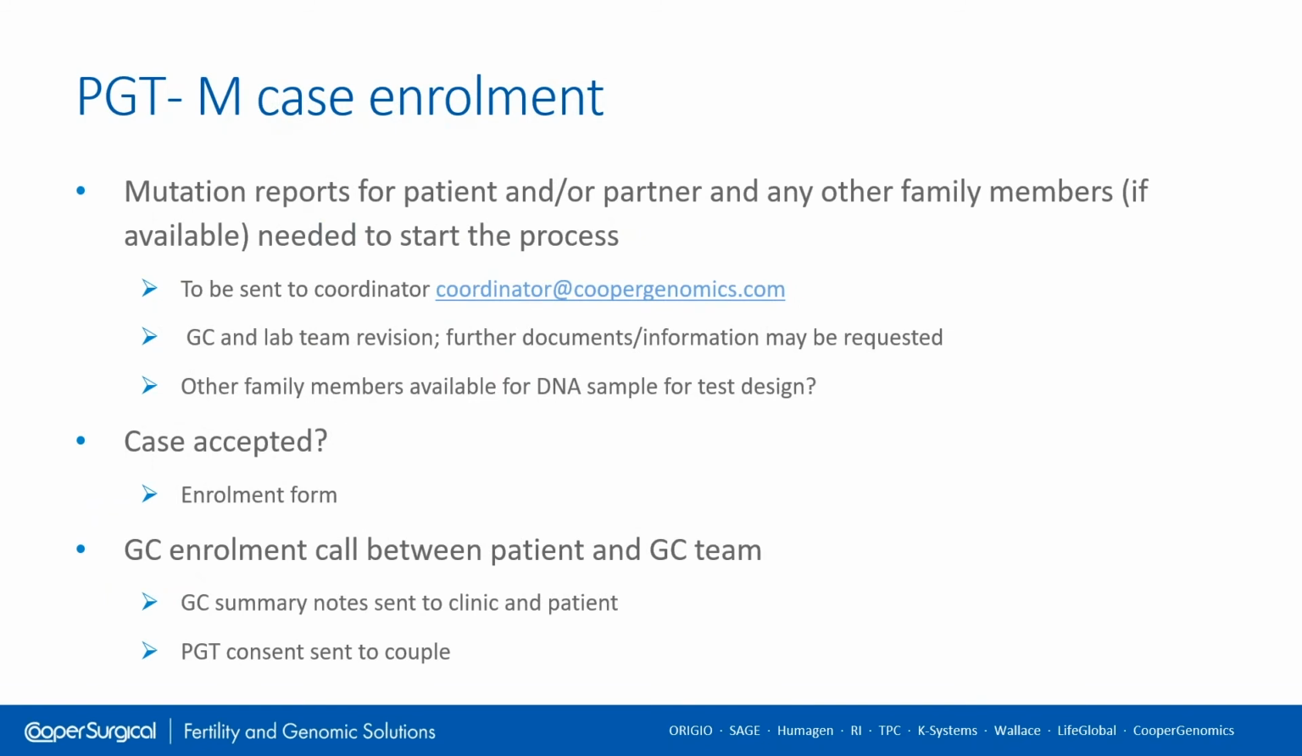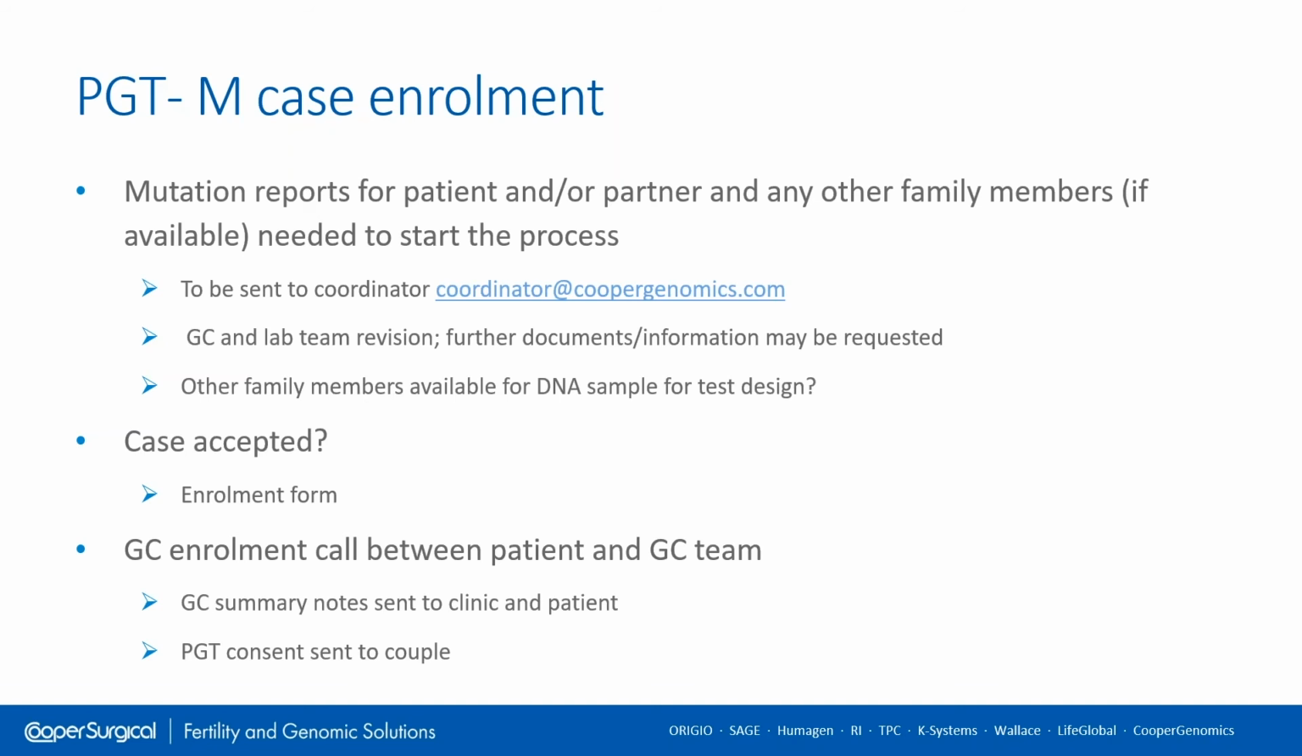And the next type of cases that we accept are the PGT-M cases. For this one, to start the whole enrollment process, we need to receive mutation reports for the patient and/or partner. And if there are any family members who were tested and there are mutation reports available, we'd love to see those as well. So please send all the mutation reports to our coordinator. Then the GC team and the lab team will review those documents. They may come back with more questions or they may request further documentation.